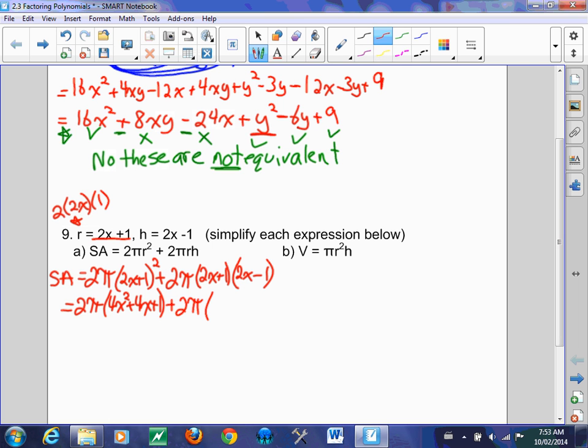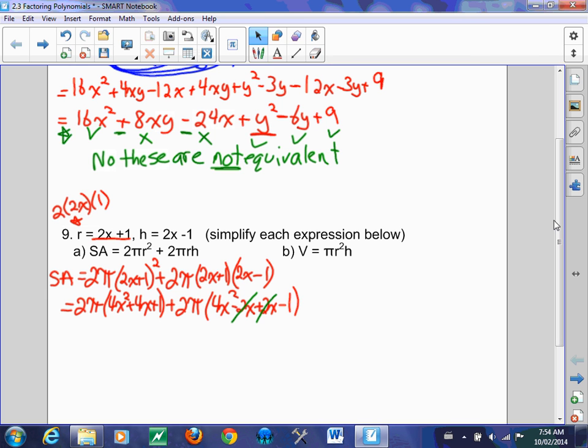Okay, I'm going to use FOIL here. So I'm going to go 4x squared. It's going to be minus, notice guys, minus 2x and plus 2x. You can put that down, but they also cancel each other out, so you didn't need to include it if you already saw that. And then minus 1. So what I was noticing here is that the negative 2x and the positive 2x cancel.